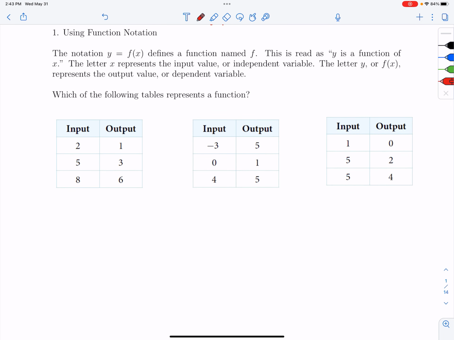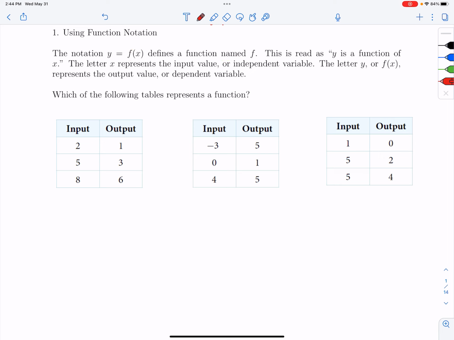So another way that we can represent input and output is with a numerical table like this. And so this says the notation y equals f of x defines a function named f. So whatever this is, that is the name of the function. This is read as y is a function of x. The letter x represents the inputs, or the independent variable. The letter y, or f of x, represents the output variable.